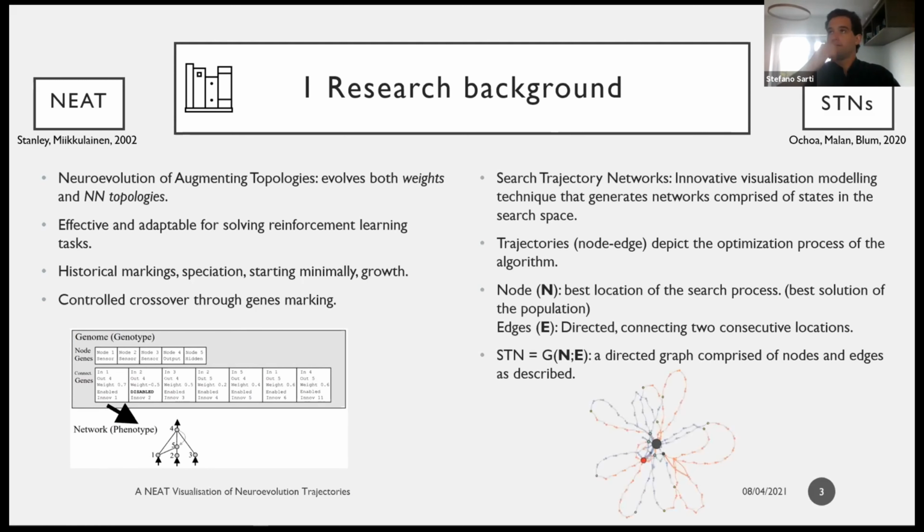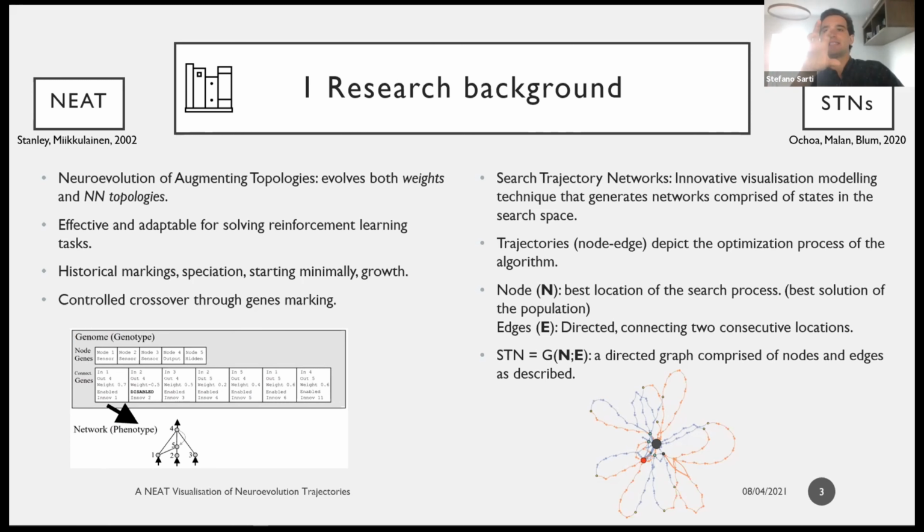The other technique is search trajectory networks, STNs, and it's a fairly recent and innovative visualization modeling technique that generates networks which are comprised of states in the search space. These trajectories, which are node-edge, are there to depict the optimization process of the algorithm. A node is defined as the best location of the search process, which in this case will be the best solution of the population. And edges will be directed, connecting two consecutive locations.